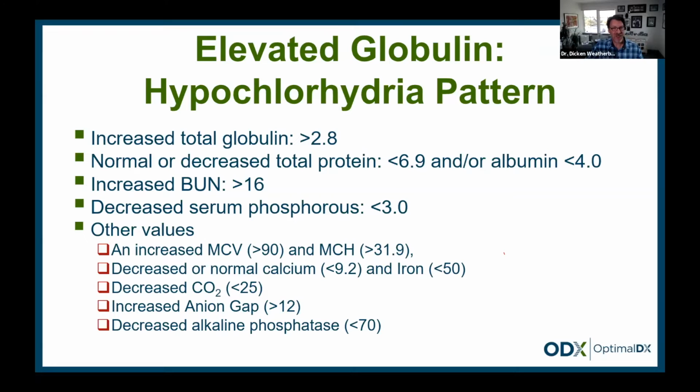Paradoxically, adequate HCl is needed to properly absorb those nutrients as well. So what's our pattern here? Typically, we see the total globulin levels start to go up. This is associated with a decreased production of HCl in the stomach. And conversely, we will also see the albumin levels starting to go down, which could actually give us a normal serum protein. Remember, serum protein is the sum of the globulin and the albumin.